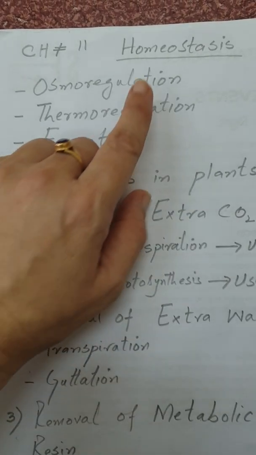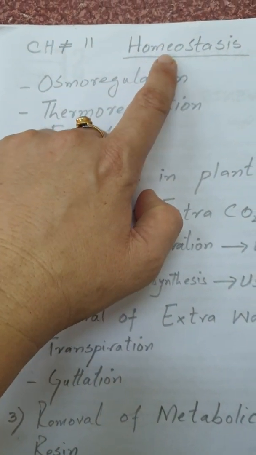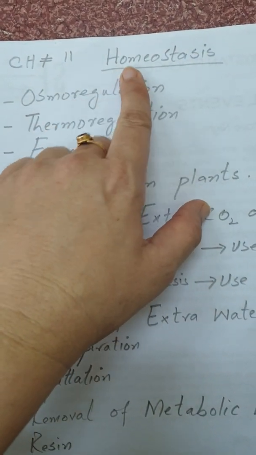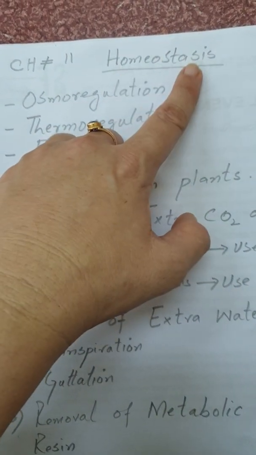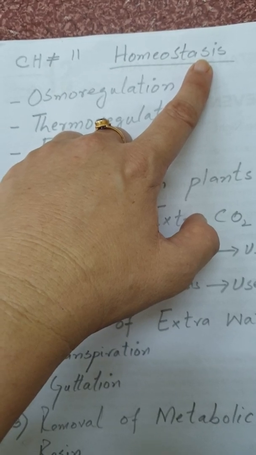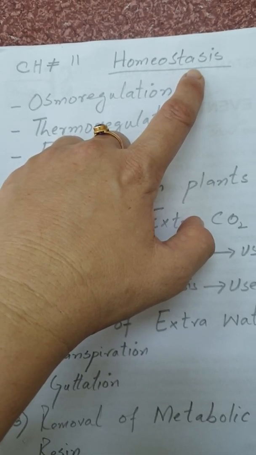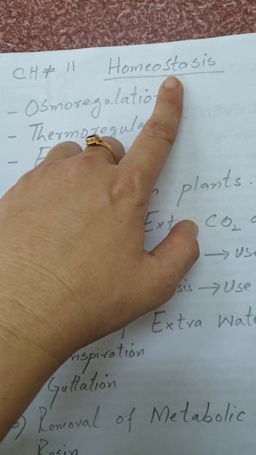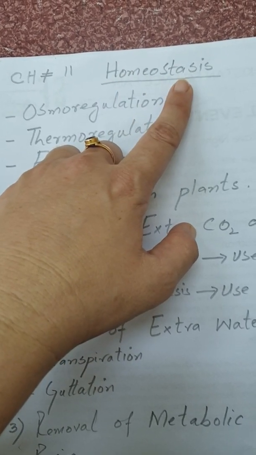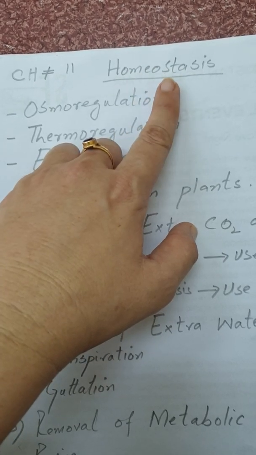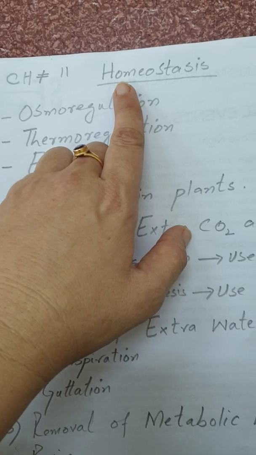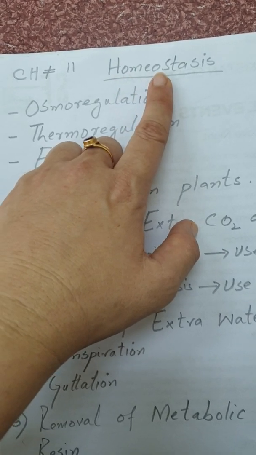Homeostasis is a word made up of two words, homeo and stasis. Homeo means self and stasis means regulating or maintaining. The self-maintaining, self-balancing system in the living organism is known as homeostasis. What is the need of the self-balancing system?